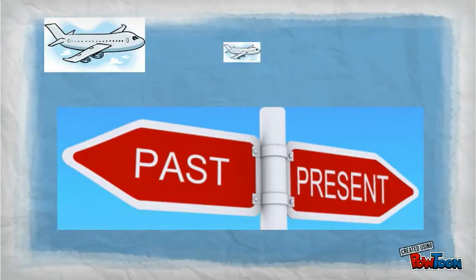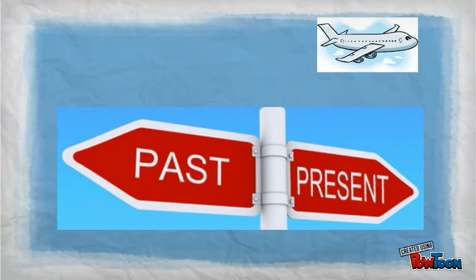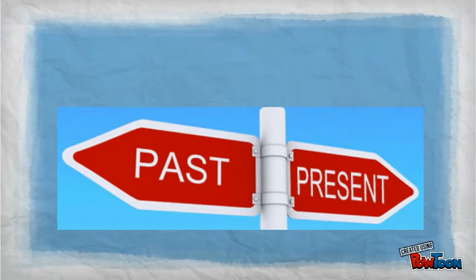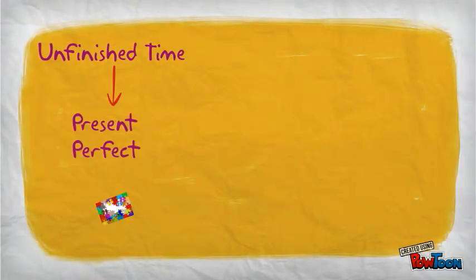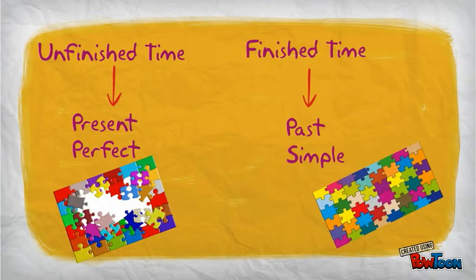Well, unfinished time is an unbroken connection between the past and the present. So we use the present perfect to talk about an event, a situation, or an experience that started in the past and continues up to now. A good way to understand it is to compare unfinished time with finished time. With unfinished time, we use the present perfect. And with finished time, we use the past simple.